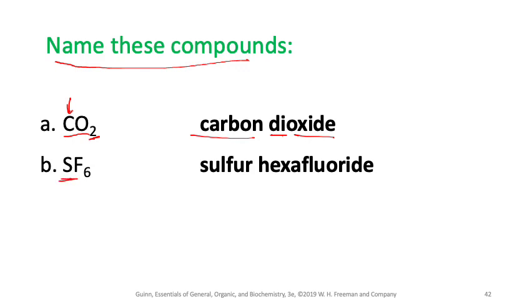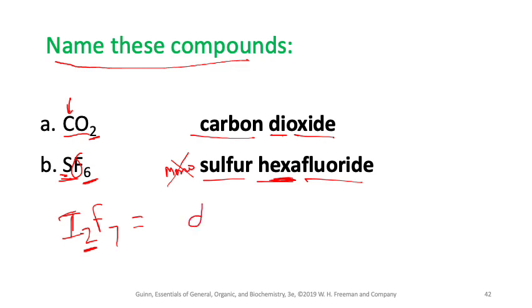What about the second one? Again, non-metals, sulfur and fluorine, a covalent compound. Sulfur is 1. We usually don't write mono for the first non-metal, so sulfur. How many fluorine do you have over here? 6. 6 is hexa. Fluorine is fluoride, so hexafluoride. If you have I2F7, what should be the name? I see 2, and these are both non-metals, a covalent compound. 2 is di, then the name of the first non-metal, iodine. Then fluorine is 7. 7 is hepta. And fluorine is fluoride.